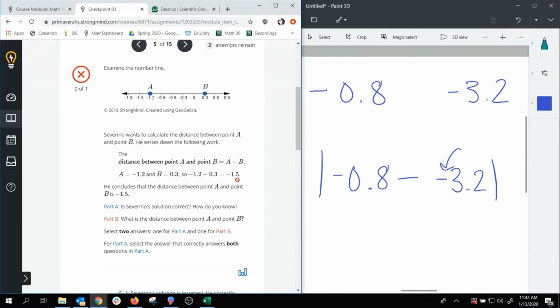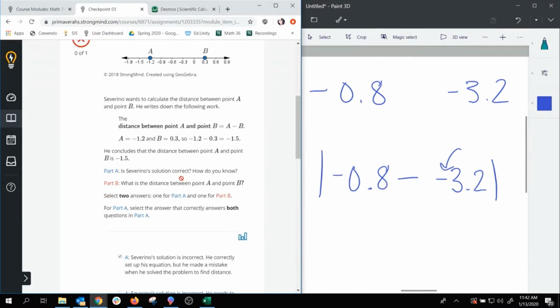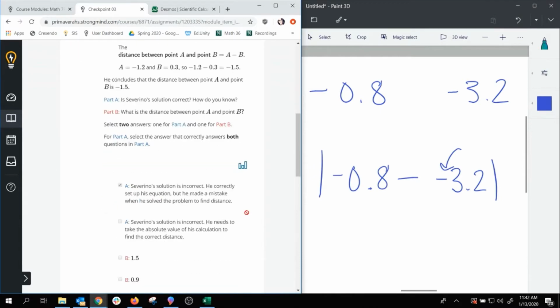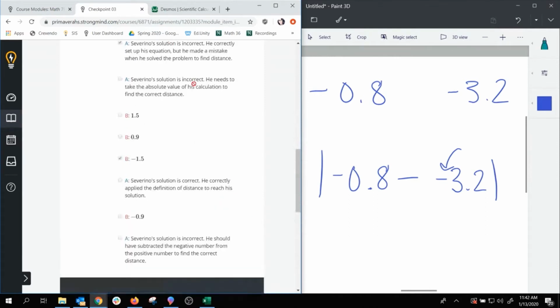Well, we just talked about this on the last problem. What's he missing from here? Because distance should always be positive. So what's he missing to make his answer positive? The absolute value, right? So his solution is not correct. His solution is incorrect. So we're looking at this one, and this one. Perfect. Yep, those absolute value signs.